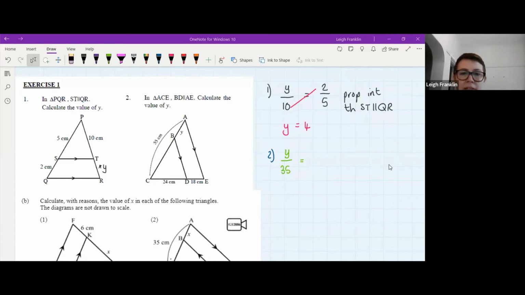Okay, so Zia M, 18 over 42. Lovely. Okay, 18 over 42. So now, just in case you're too scared to ask, where does Zia get that from? Well, the Y is this bit over here. So Y and 18 correspond with one another. And then here over 35, that's this whole side over here. So what Zia had done was add 18 and 24 together. Lovely, good job. Remember, we've got to write proportionality intercept theorem.